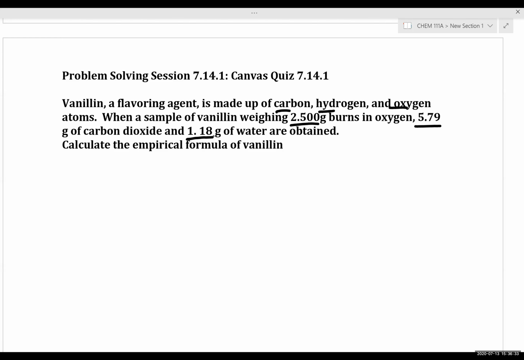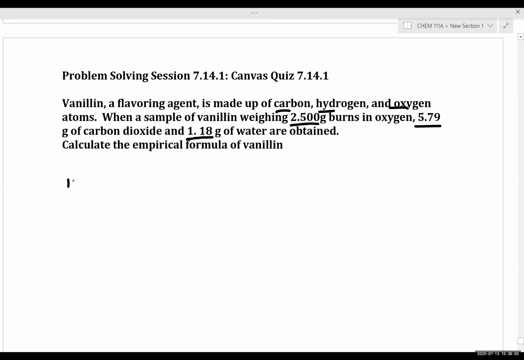And just remember that for empirical formulas, you do not want to round, and you want to multiply all of your subscripts by a common whole number to give whole number subscripts. So let's talk about this example now that we have a few responses.